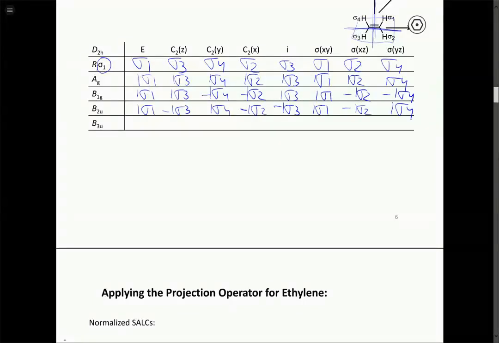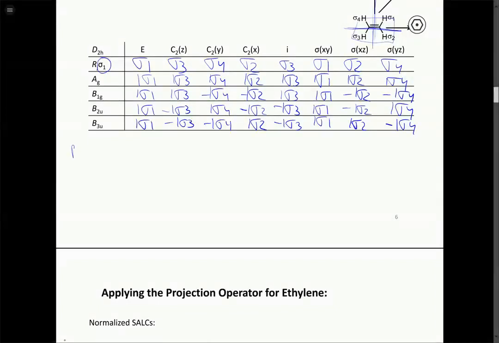And then the last one is B3U, which is going to be 1, minus 1, minus 1, 1, and then minus 1, 1, 1, minus 1. Alright, so those are the characters multiplied by each of those results.